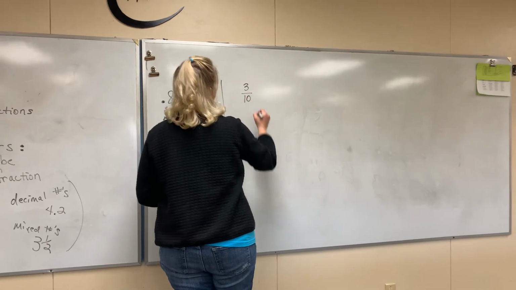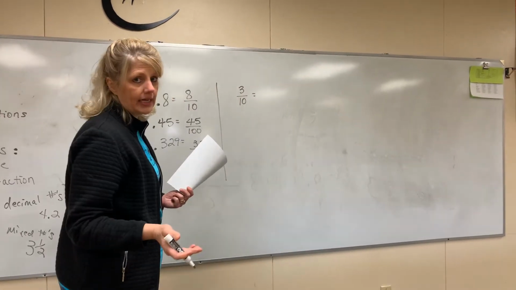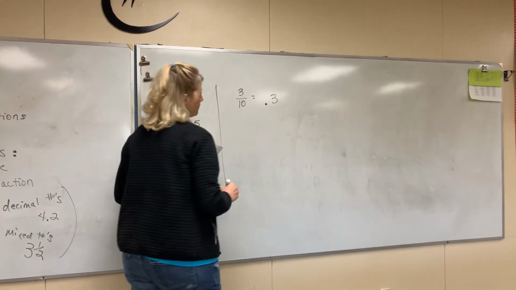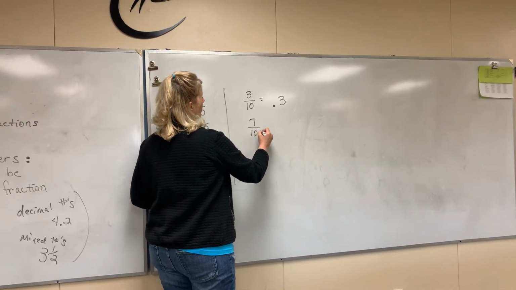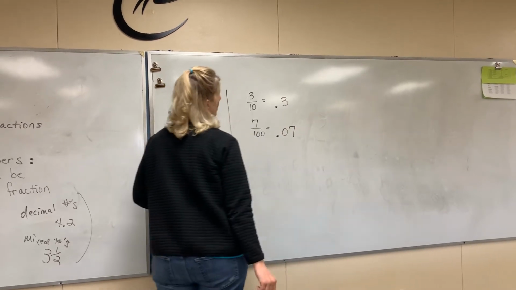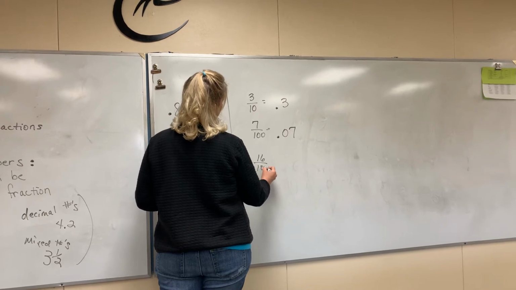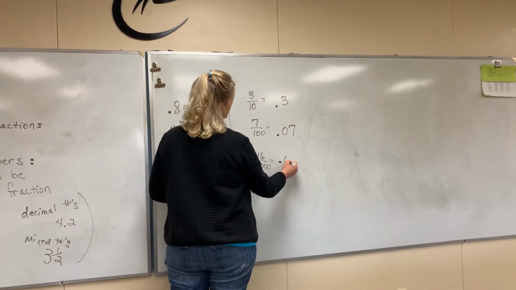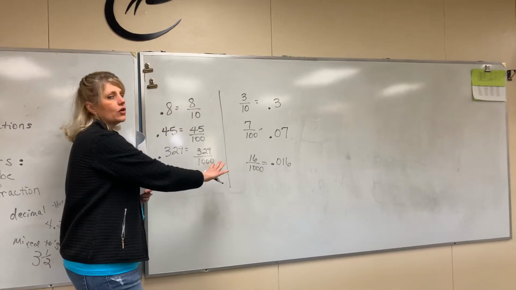And y'all know how to do this too. Okay, so if you had 3 over 10, that says 3/10. How would we write that as a decimal? 0.3. Okay, what if we had 7 over 100? How would we write that as a decimal? 0.07. Okay, let's say that we had 16 over 1,000. How would we write that as a decimal? 0.016.